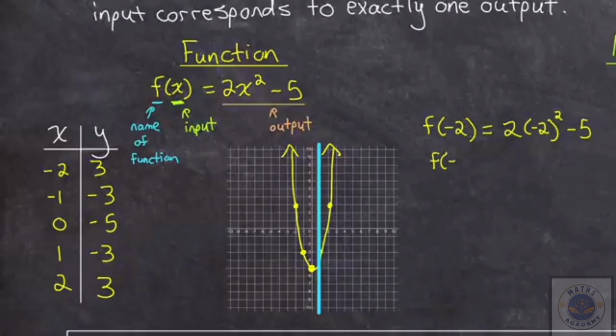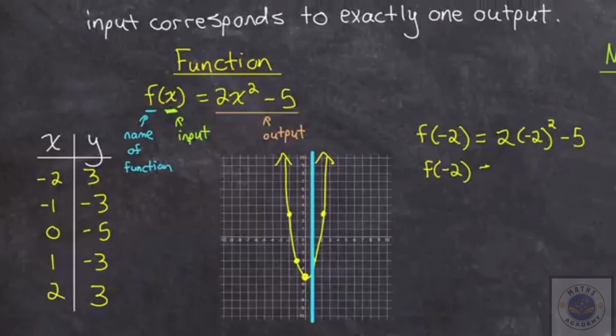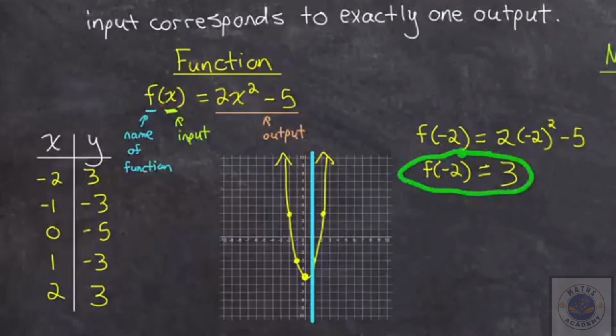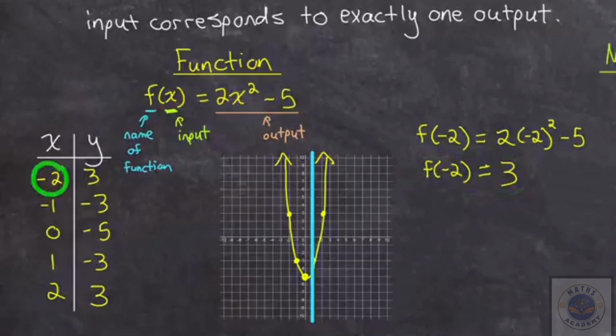And then evaluating the output by doing 2 times negative 2 squared minus 5, I get an output, or y value, of 3. So this function notation, f of negative 2 equals 3, just means when x is negative 2, y is 3. This is saying the y value of the function, when the input x value is negative 2, is equal to 3.